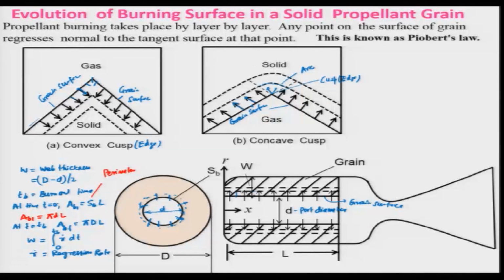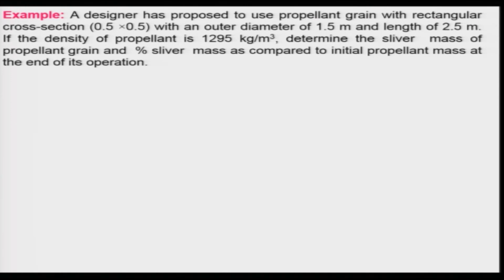And keep in mind that we will now be taking an example to illustrate how we can calculate this. Let us consider this example. A designer has proposed to use a propellant grain with a rectangular cross section of 0.2 meter square and with an outer diameter of 1.5 meter and length of 2.5 meter, and the density of propellant is rho p, 1295 kg per meter cube. We will have to determine the sliver mass of the propellant grain and the percentage sliver as compared to the initial propellant at the end of its operation, when this propellant can really be consumed.